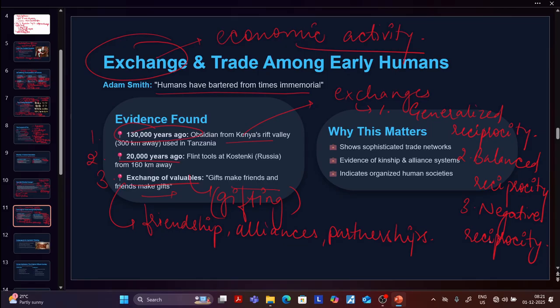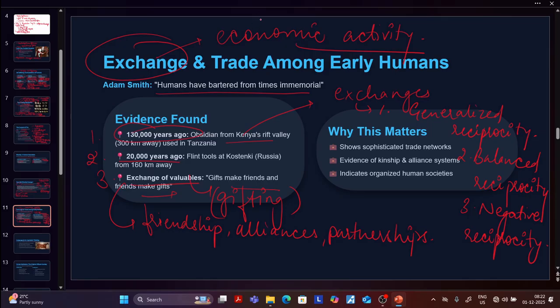Through these exchange networks, different regions obtained goods they couldn't produce locally. Trade made societies wealthier. It also created interdependence. We need what the other groups produce, and they need what you produce. This reduced conflict. Trade is peace.